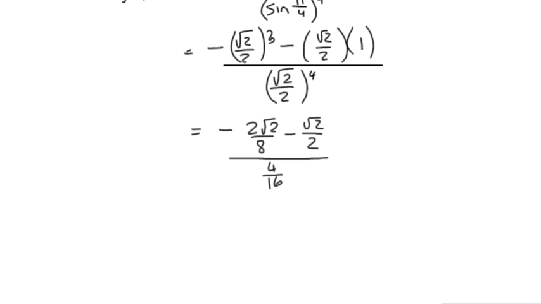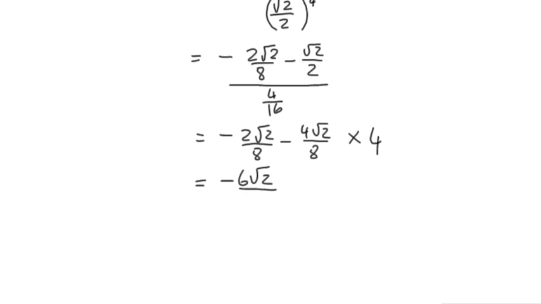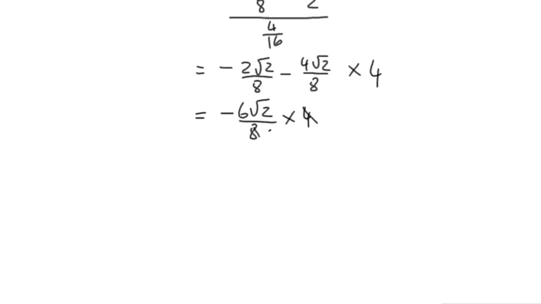And we can evaluate that by saying we've got negative 2 root 2 over 8 minus 4 root 2 over 8. Instead of dividing by a quarter, that's the same as multiplying by 4. So we end up with negative 6 root 2 over 8 times 4. They cancel out, and we end up with negative 3 root 2. Okay, so there's our answer. So f dash pi over 4 has a value negative 3 root 2.